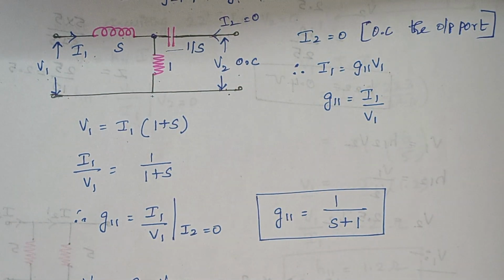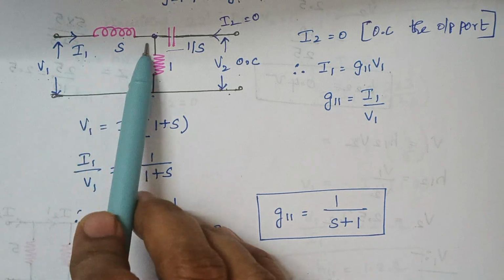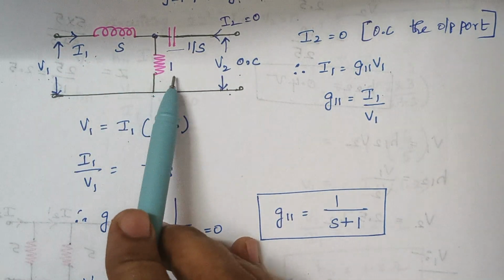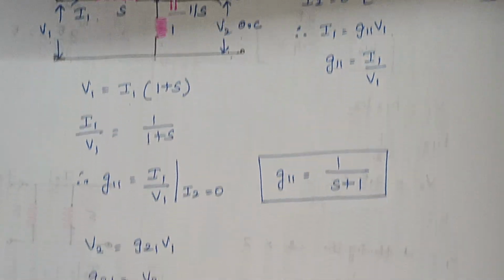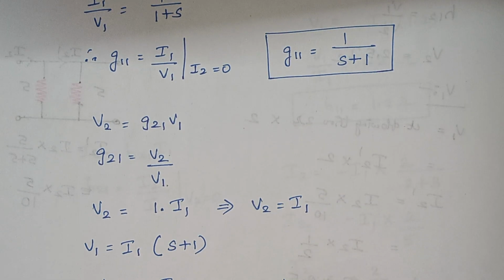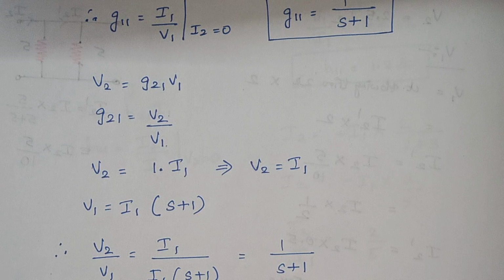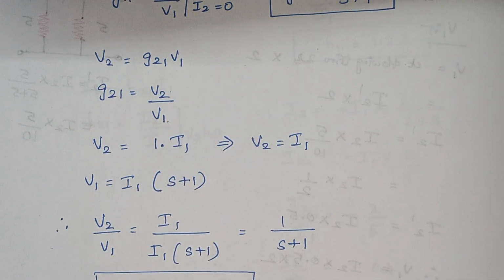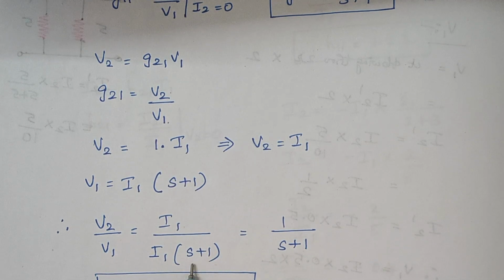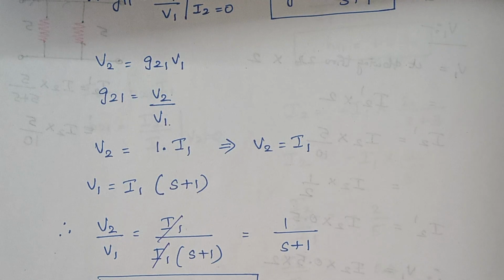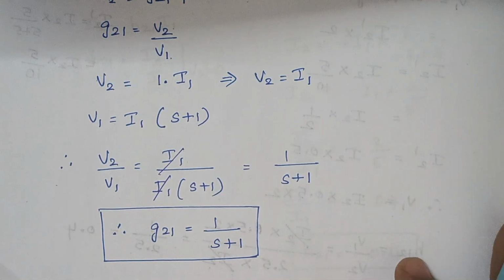So V2 is equal to, what is the current that flows through this resistor? It is I1. Therefore, 1 into I1 gives you V2. So V2 is given by 1 into I1. V1 we had already calculated, so just substitute these values in the equation, because we need V2 by V1. V2 by V1 is given by I1 divided by I1 into S plus 1. So finally, we end up with G21 equal to 1 by S plus 1.